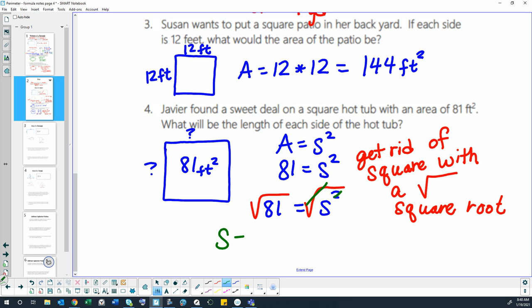So what is the length of a side of our hot tub? What's the square root of 81? Well, check it out. You got 9, you are correct. So the length of our hot tub is 9 by 9. 9 times 9 is 81, so the square root of 81 is 9. All right.